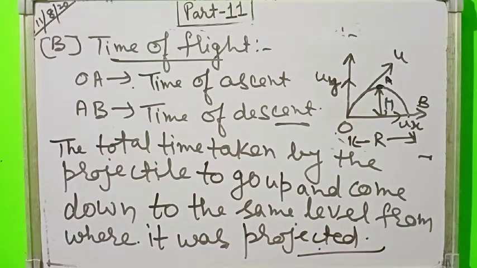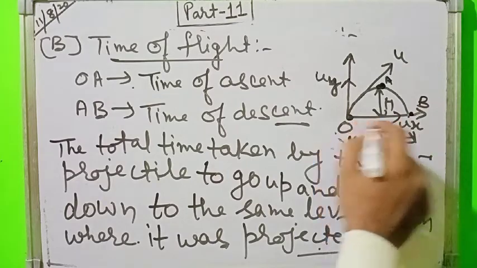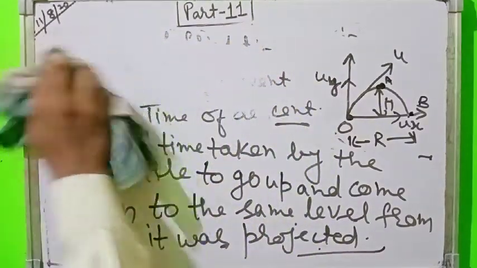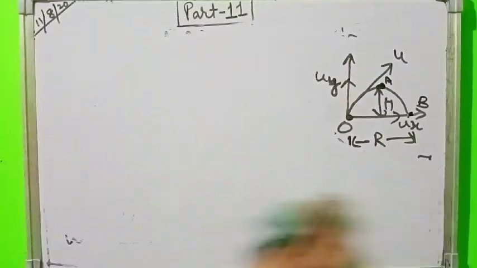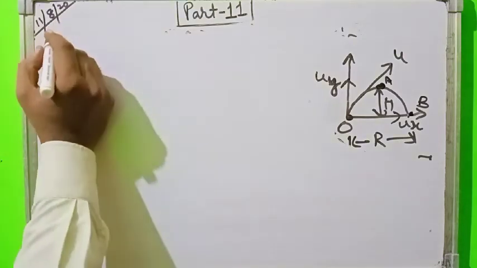Means time of flight is what? Suppose the projectile is projected from point O, so the total time taken by the projectile to go up to this point and come down to this point at the same level of the point of projection is called time of flight. Now we are going to calculate the time of flight, from the first equation of motion.